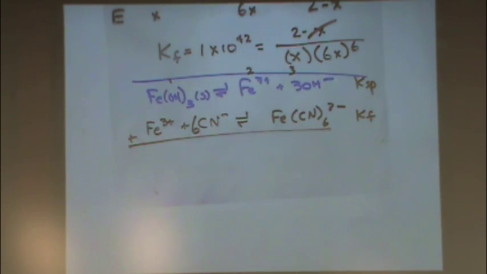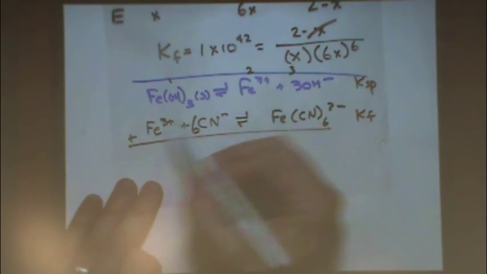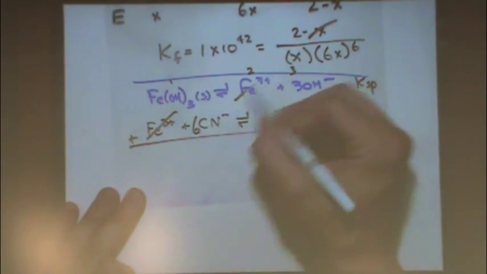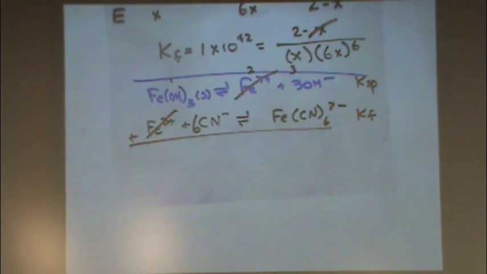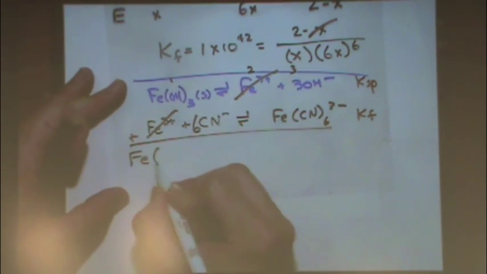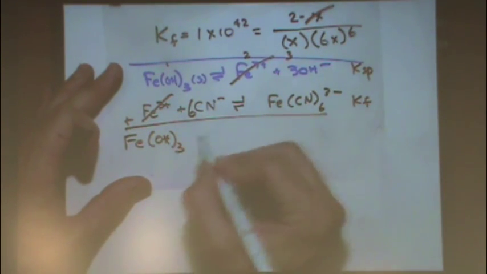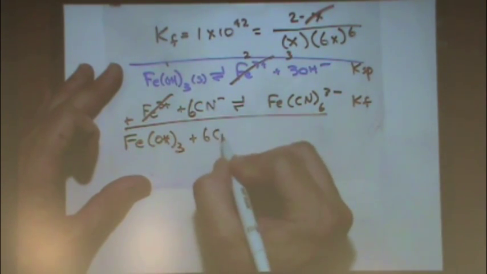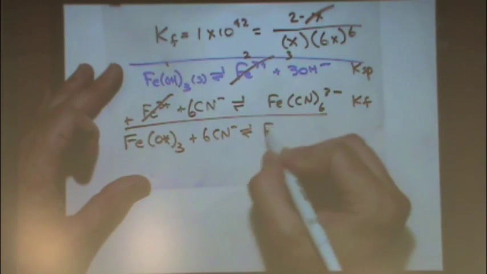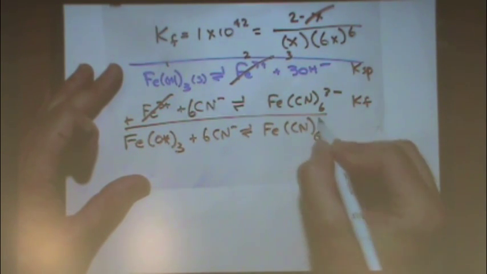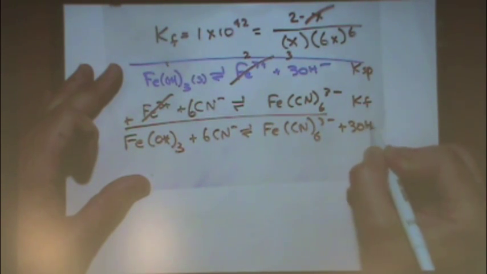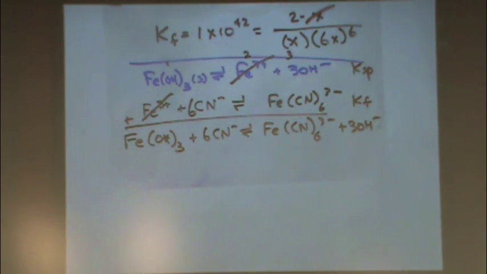So how do you do this problem? Well, you do an ice table. But before you do the ice table, you need the new reaction. So you want to add these 2 up and cancel what cancels on both sides. And I did one of these in class. It was the photography problem that I did 2 classes ago.